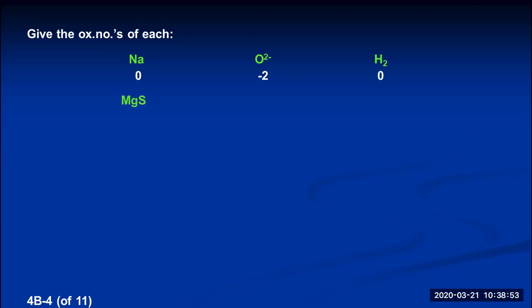Now let's look at some compounds. Ionic compounds are pretty easy. Ionic compounds are made of ions. If you can just determine the ion charges on the periodic table, that's going to be the oxidation numbers of each of the ions in the compound.